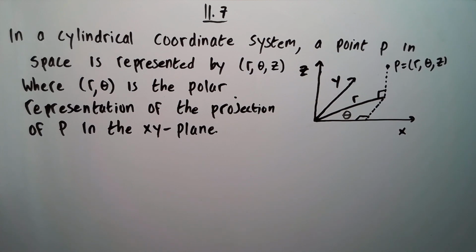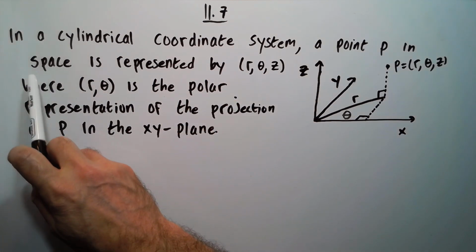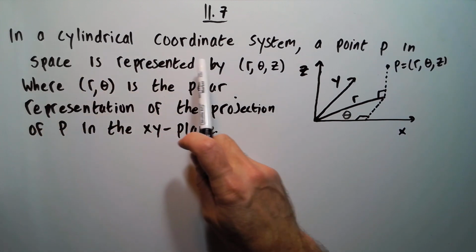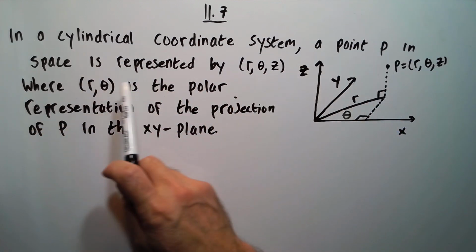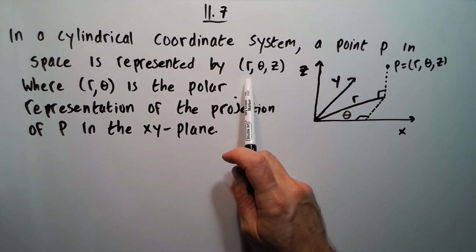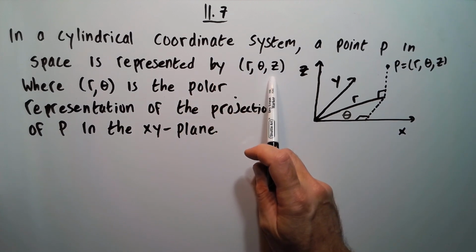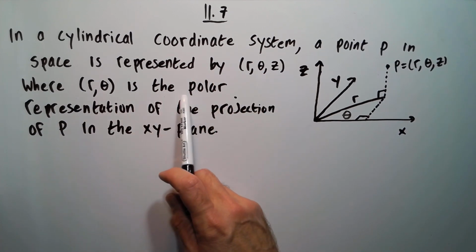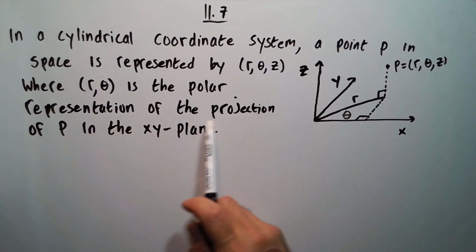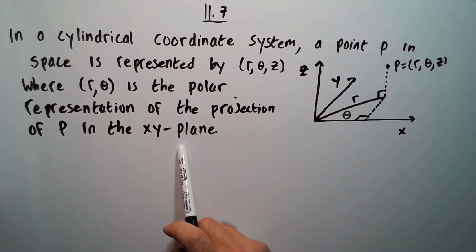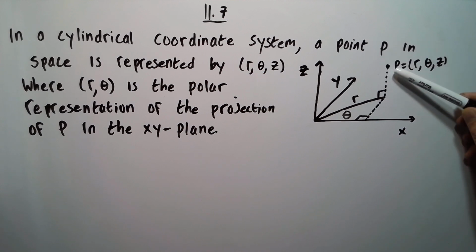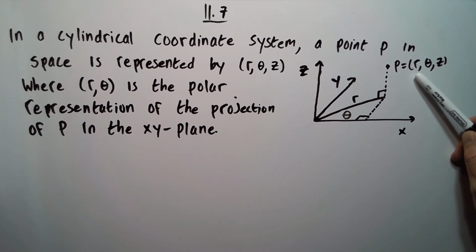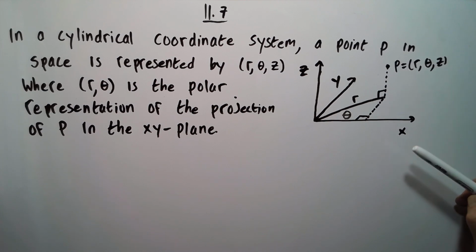Okay, so let's look at 11.7. In a cylindrical coordinate system, a point P in space is represented by r, theta, z, where r, theta is the polar representation of the projection of P in the xy plane. So I've drawn a picture here of a point in 3 space. The coordinates of the point in cylindrical coordinates would be r, theta, z.